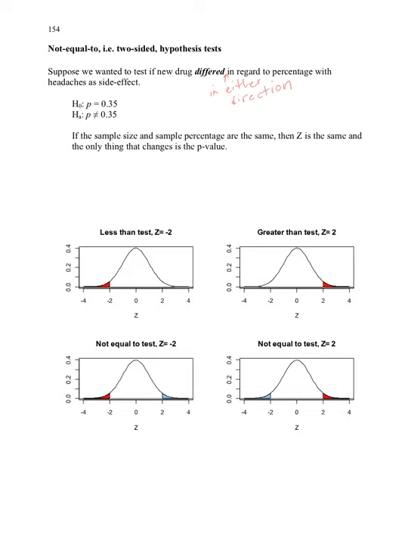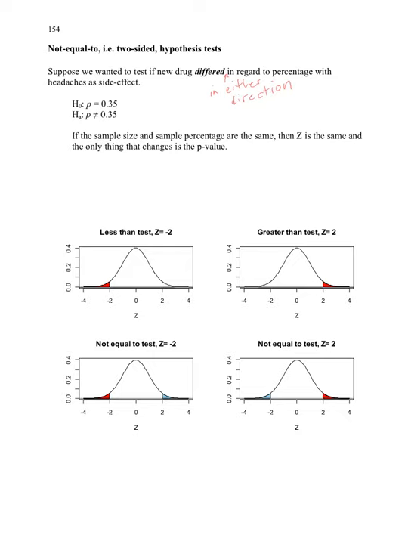So how does that affect the p-value? Well, if the sample size n and the sample percentage p hat are the same, then z is going to be the same. The only thing that's going to change is the p-value. For example, if we had a less than test and z was -2, our p-value would be that area in this sketch right here.